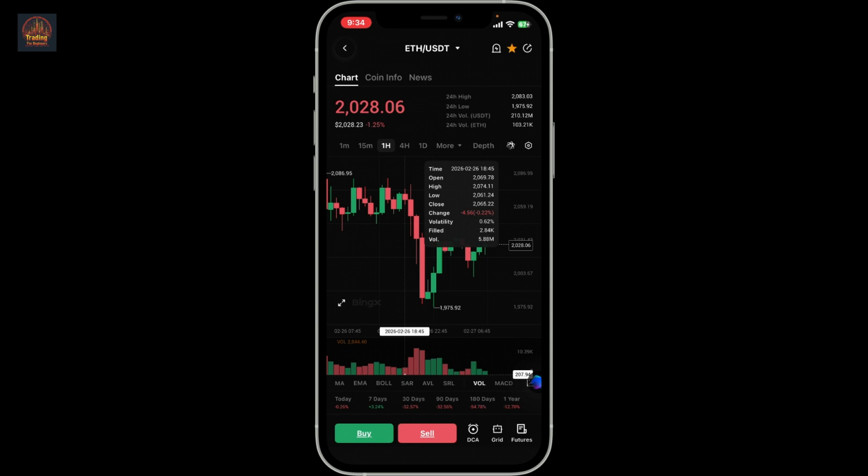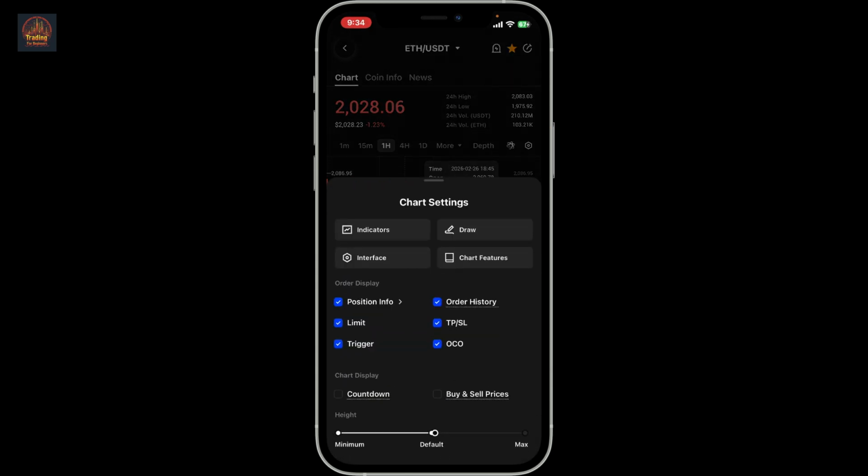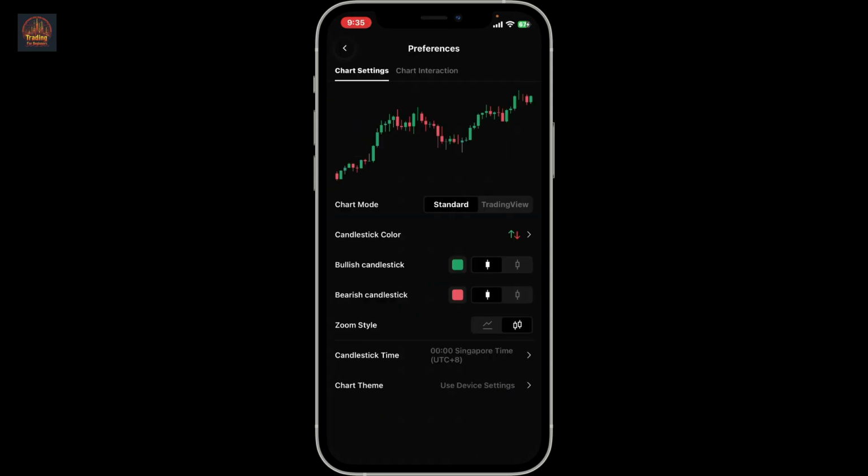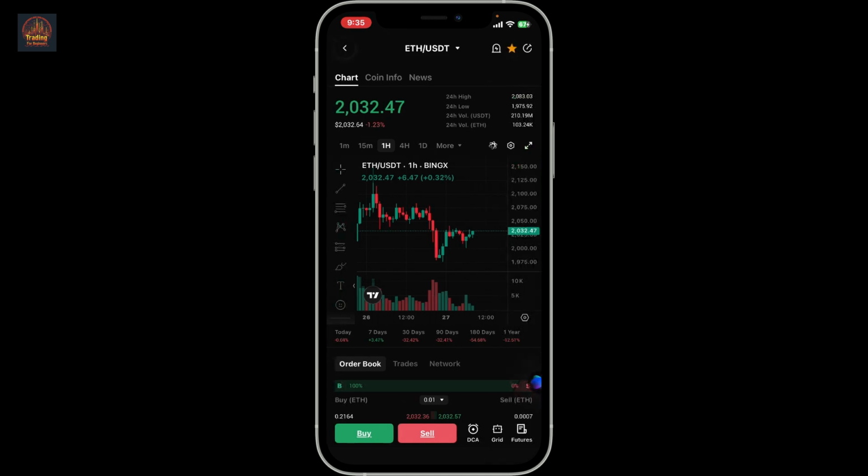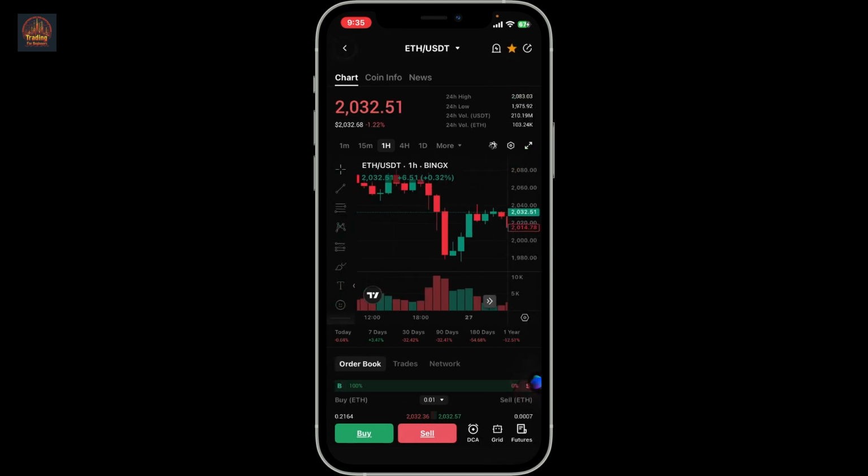You can also switch to TradingView mode if you want, which is optional but amazing. To change to TradingView, go to the gear button at the top right and click on interface. Inside interface, go to chart mode and select TradingView. Now if you go back, you will be able to see cleaner candles, better drawing tools, more indicators, and a smoother overall interface. This is perfect for beginners and advanced traders.